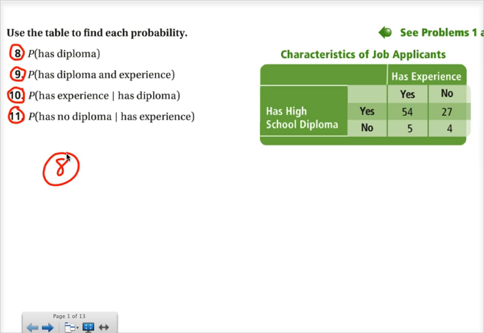So what that tells me is, what I want is the number of people that have a diploma over the total number in the chart. And that's because this just says has a diploma. That's the only requirement that they have here. So what I need to do is add up the people that have the high school diplomas, and that would be 54 plus 27.